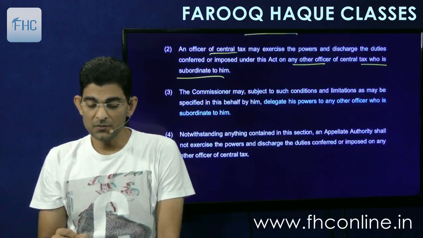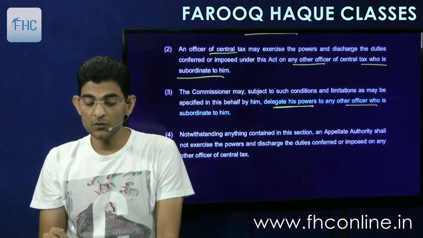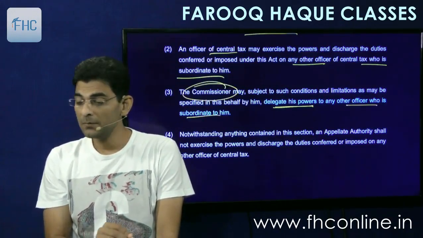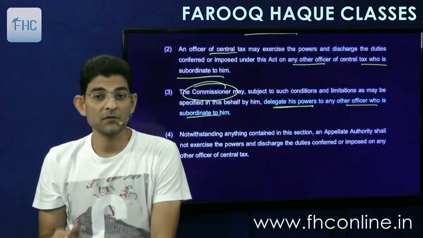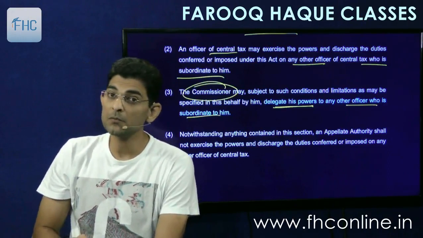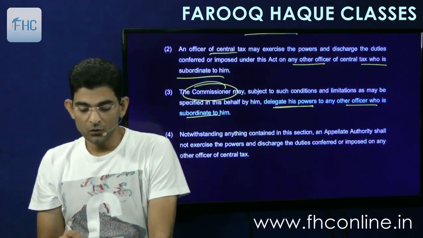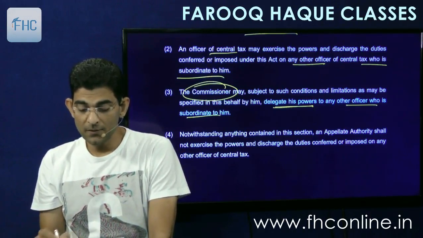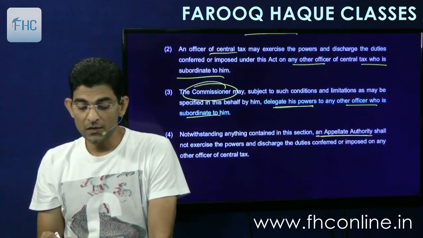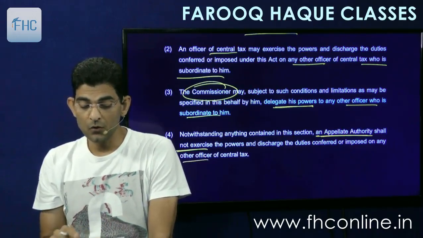And the commissioner may, subject to such conditions and limitations as may be specified by him, delegate his powers to any other officer who is subordinate to him. The commissioner has the power to delegate his powers. So if he himself delegates, then yes, the assistant commissioner or the deputy commissioner can also do that. And notwithstanding anything contained in this section, an appellate authority shall not exercise the powers and discharge the duties conferred or imposed on any other officer of the central tax.